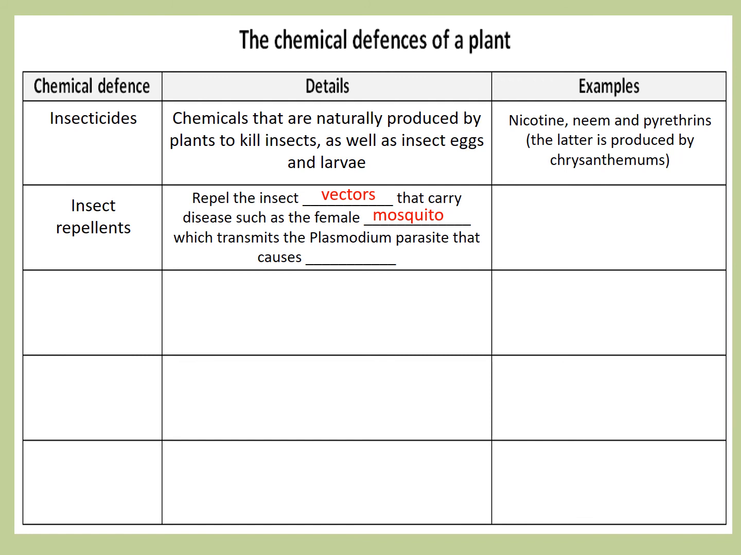malaria. I just said it. So some plants just repel insects, which might carry disease. That's good. Citronella oils and extracts come from lemongrass and repel mosquitoes. So we know that if you use a citronella candle, it wards off a lot of flying insects. That's because it's a repellent. Handy.